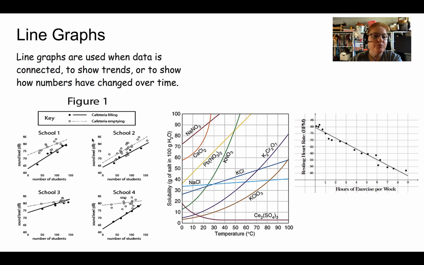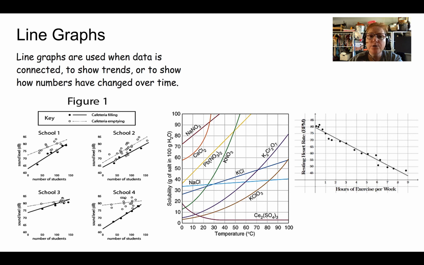So for example, if we look at this first one right here, we've got the sound level and the number of students. You can see that as the number of students increases, the sound in the cafeteria also increases. So those two things are related. How much sound there is in the cafeteria is directly related to how many students are walking in. And the more students walk in, the louder it's going to be.